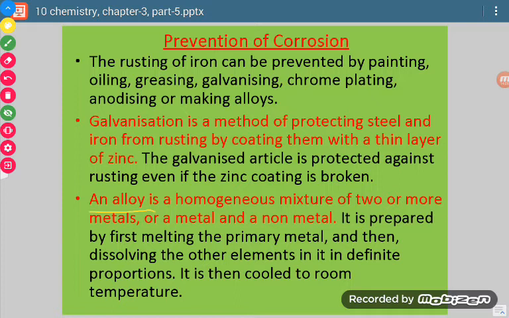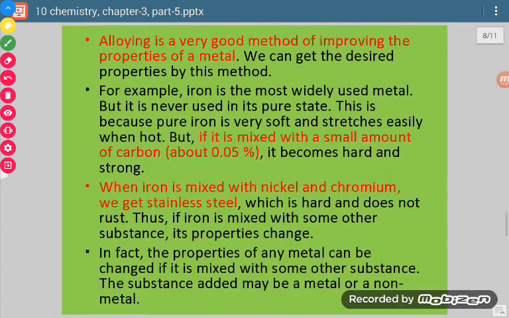Okay, now what is an alloy? This we have done earlier also. So what is an alloy? An alloy is a homogeneous mixture of two or more metals, or a metal and a non-metal. It is prepared by first melting the primary metal and then dissolving the other element in it in definite proportion. It is then cooled to room temperature. So when we have to prepare an alloy, all its components should be taken in which state? In liquid state. Then they should be mixed and then the mixture should be brought to room temperature.